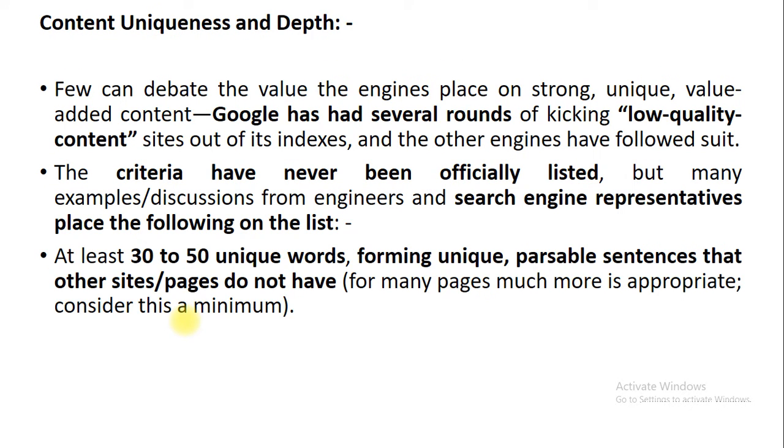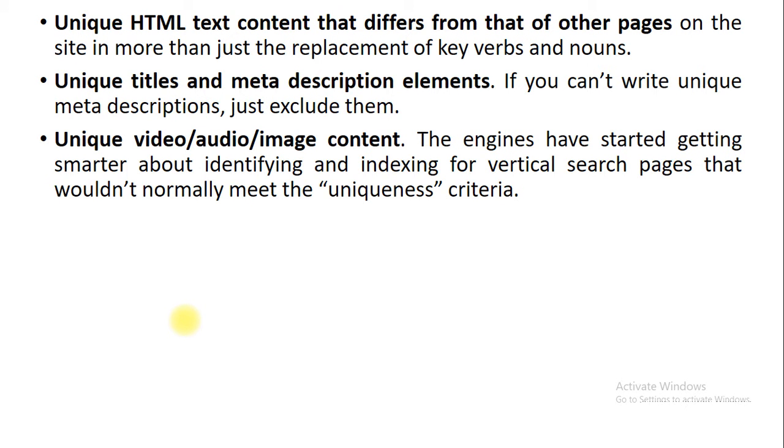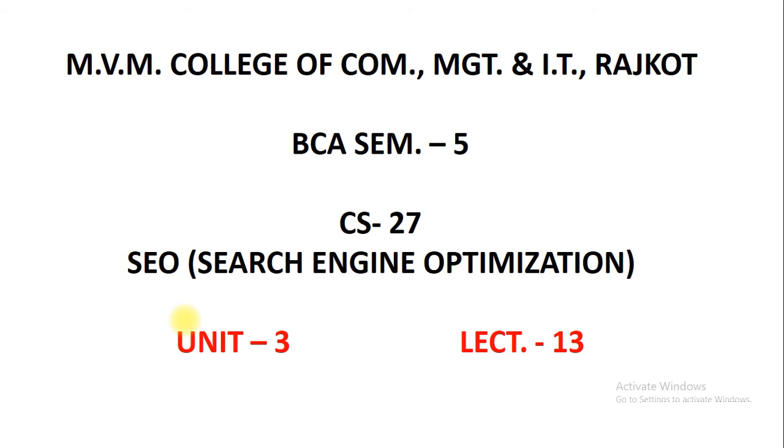So a proper guideline is not provided by any search engine, but from the discussion done by the engineers, they have listed a few points regarding lower quality pages, and you can create higher quality pages. And what is the first point? Approximately 30 to 50 unique words you need to put in the content page. You need to write unique HTML content. You need to write unique title and meta description tag. Again, you need to write unique audio, video and image content. So that uniqueness you need to maintain.